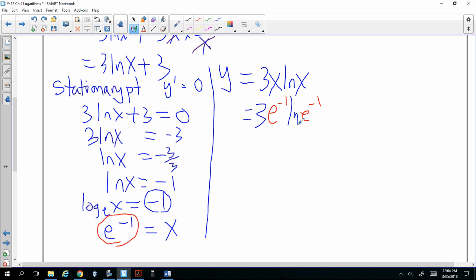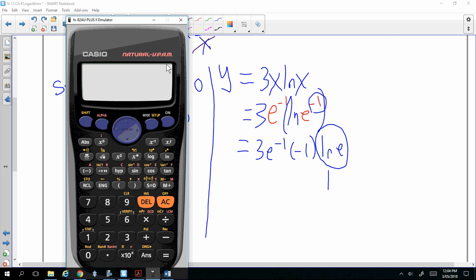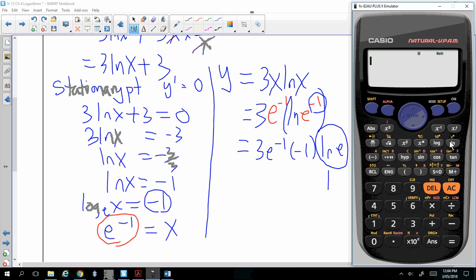Now, what's ln e to the power negative 1? It can be simplified using the log law. So the negative 1 gets placed in the front. And what's ln e equal to? ln e equals 1, just 1. If you forgot, you can always check with your calculator. So you can try that. If you just press ln, alpha, e like this, you get 1.